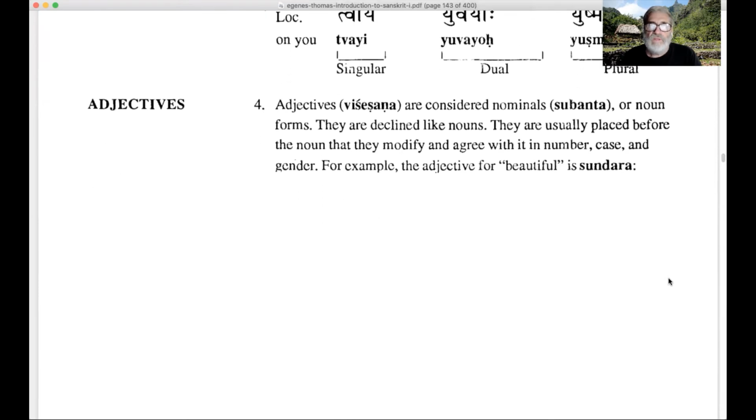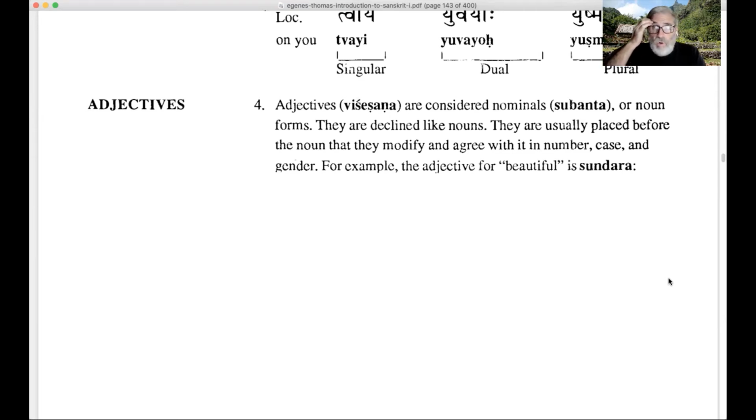Okay. So now let's talk about adjectives. The word adjective is called visheshana in Sanskrit. Vishesha means special, speciality, we can think of it like that. So visheshana are considered nominals. They're considered to be nouns, subhanta. Panini's word for nouns is subhanta, so he includes adjectives in that terminology.